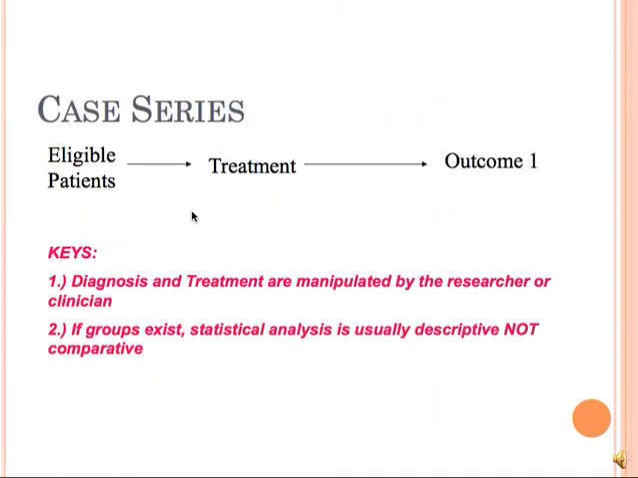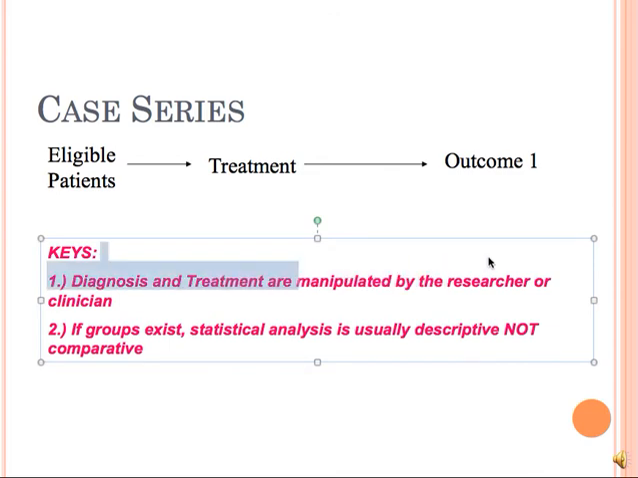Okay, so the final study design we're going to look at for this talk is the case series. And so notice immediately that it looks almost exactly like the diagram for an outcome study. So essentially it's relatively simple. You have a pre-test and a post-test, okay, and the post-test determines the outcome. Now, the key difference is, and you can underline this if you want, that treatments are manipulated by the researchers and clinicians.